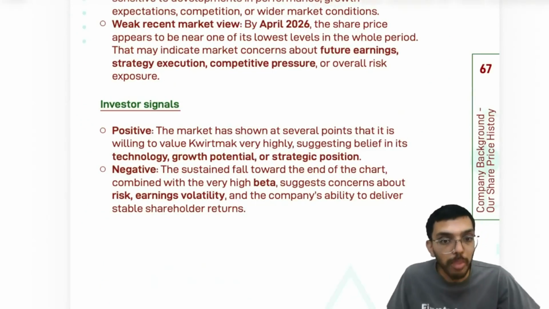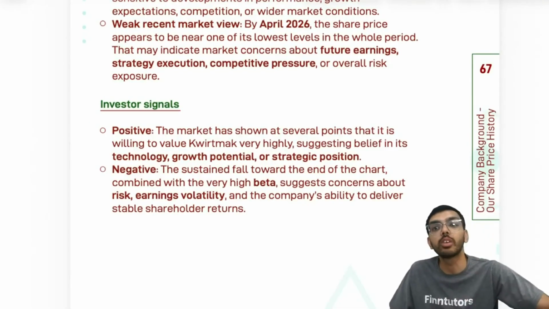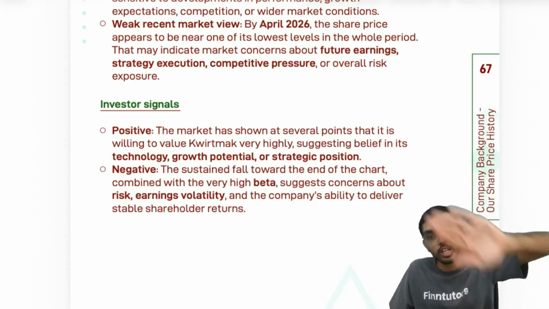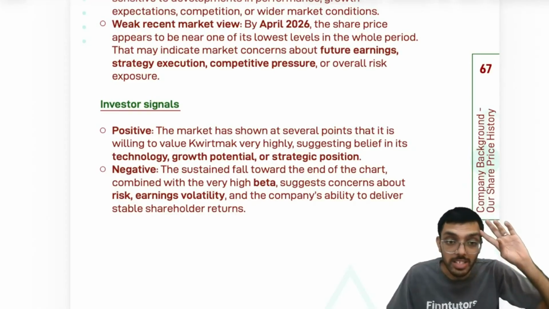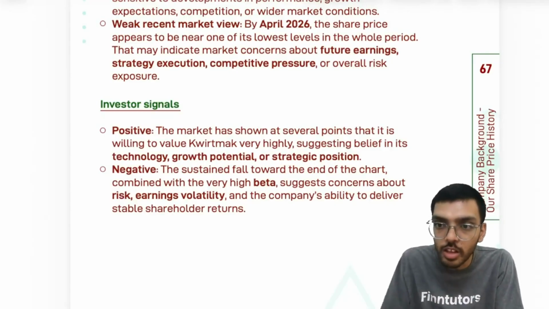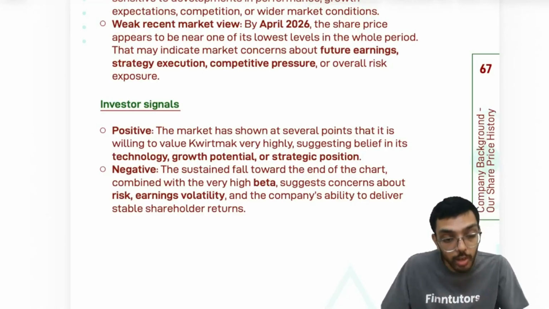The positive part is that at several stages we have been able to recover. There has been a down phase, but there has also been an up phase. So maybe there's the down phase right now. The positive is that we will go up again. That's the investor positive signal. The negative is that right now it's at its lowest. We already have a very high beta, which we are going to speak about, and our revenues are declining.